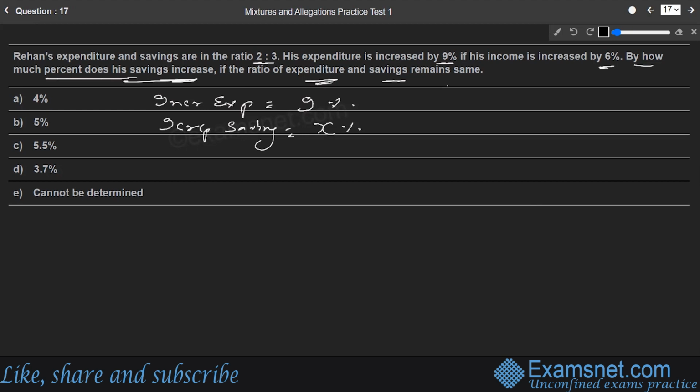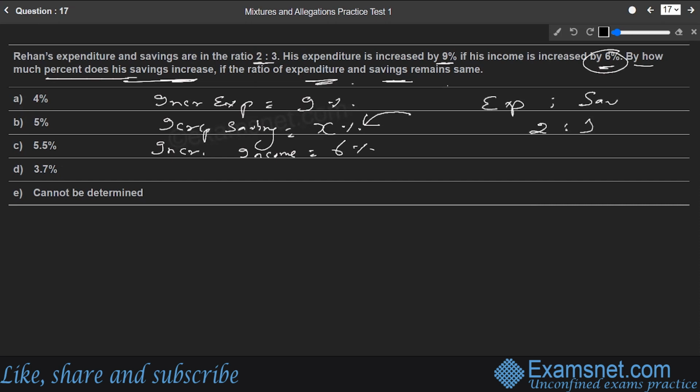Okay, and then we are supposed to find out the third thing. How much is the increase in the income of Rehan? That is given as his income increased by 6%. So this is the final thing given, and they say the ratio of the expenditure and saving remains the same. What should be the increment in the saving so that the original ratio, 2 is to 3 between expenditure and saving, is maintained?